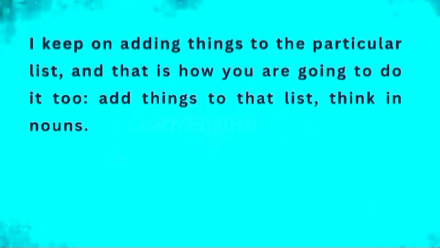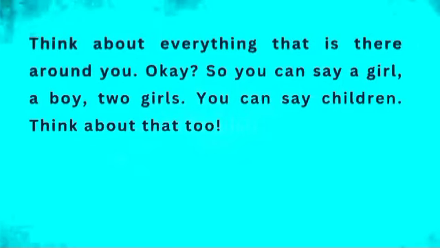Add things to that list. Think in nouns. Think about everything that is there around you. Okay? So you can say a girl, a boy, two girls. You can say children. Think about that too. That's very common, right? But think about them when you include them in the picture. Only then you'll be able to form sentences on it. So, you have to include everything in the picture that is around you.